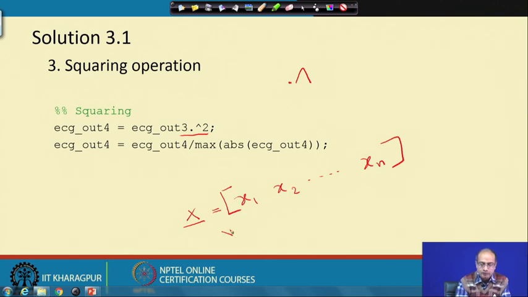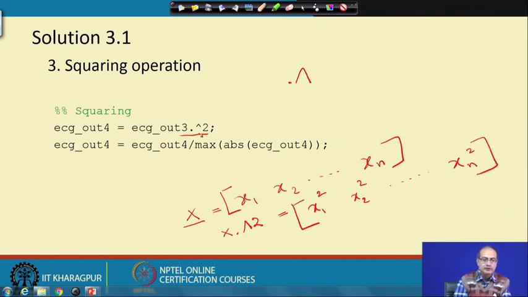Now, if we perform that x dot 2 hat 2, what will happen? It will create actually that element y square. It will create x1 square, x2 square, then x3 square and all, at the end xn square. So, that is exactly what we have performed here, and we have written that output into ECG underscore out 4.